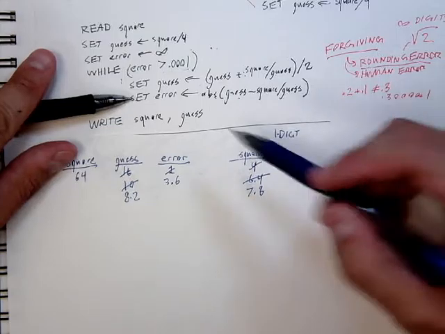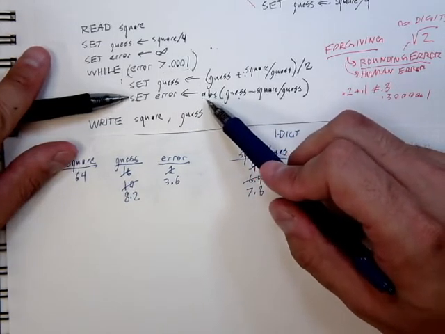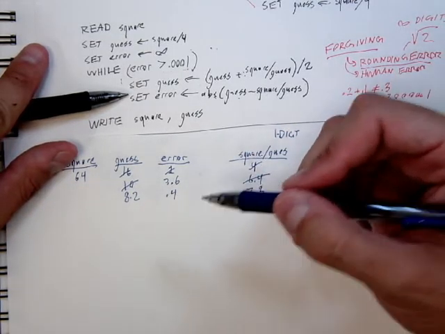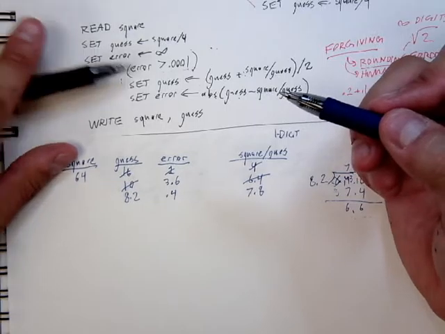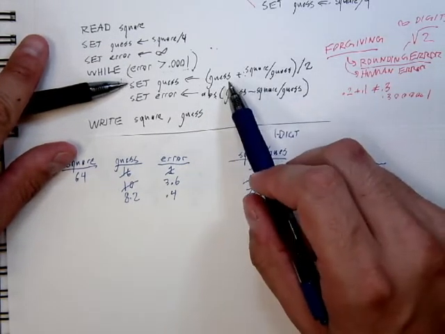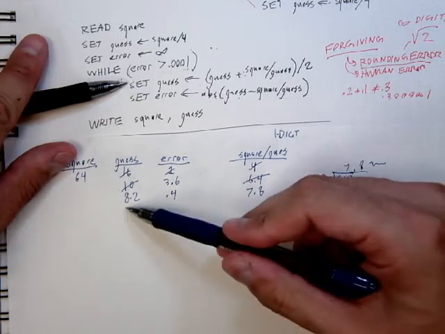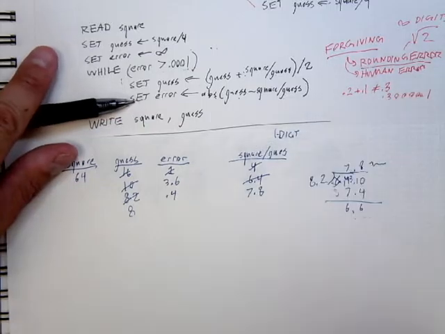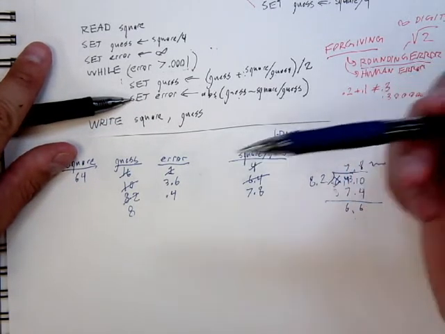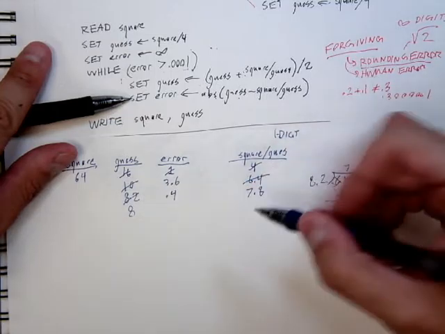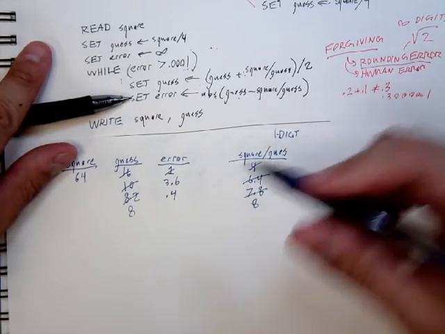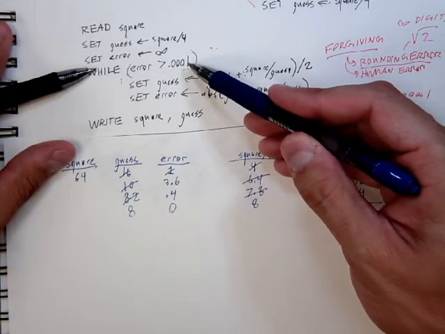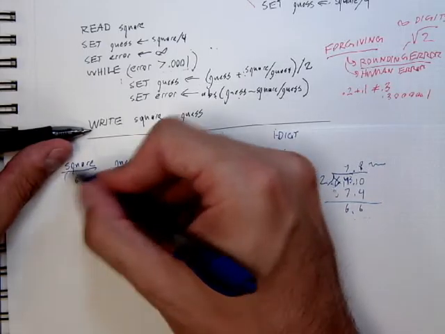So when I calculate my error, it's going to be the absolute value of the difference between guess and square over guess, which is 0.4. And then I come back up here. That's bigger than the tolerance. So I'm going to set my guess to be my guess plus square over guess. 8.2 plus 7.8 is 16, divided by 2, which is 8. And my error is the absolute value of 8 minus square over guess. So 64 divided by 8 is 8. So 8 minus 8 is 0. 0 is not greater than my tolerance. So I'm going to come down here, and I'm going to write out square and guess.